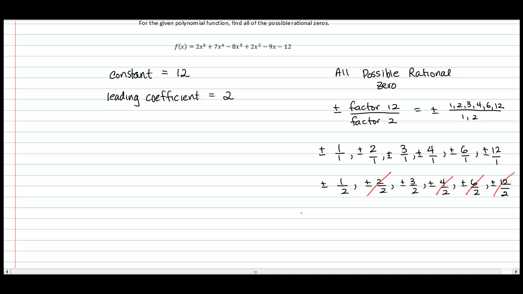So the list of all possible zeros is going to be plus or minus 1 half, plus or minus 1, plus or minus 3 over 2, plus or minus 2, plus or minus 3, plus or minus 4, plus or minus 6, plus or minus 12.